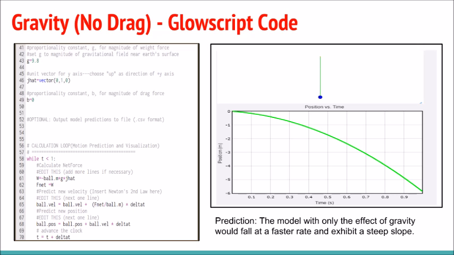To find the value of b, which is the proportionality constant for the magnitude of the drag force, I found a number through trial and error that gave me the same final position as that in the tracker.